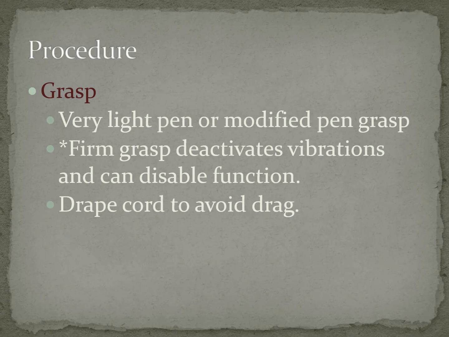Here's your grasp. It's going to be a very light pen or modified pen grasp. If you hold that instrument too tight or push it against the tooth too tight, it is going to deactivate those vibrations and it's not going to work as well. You can drape that cord to avoid drag. So kind of like when you learn to polish, if you learn to wrap the cord or trap it with your knee, basically just to take off a little bit of that weight if you need to. You don't have to drape or drag the cord.